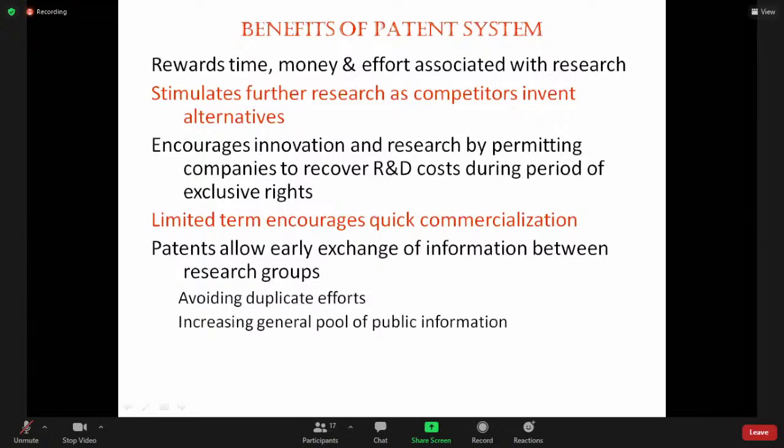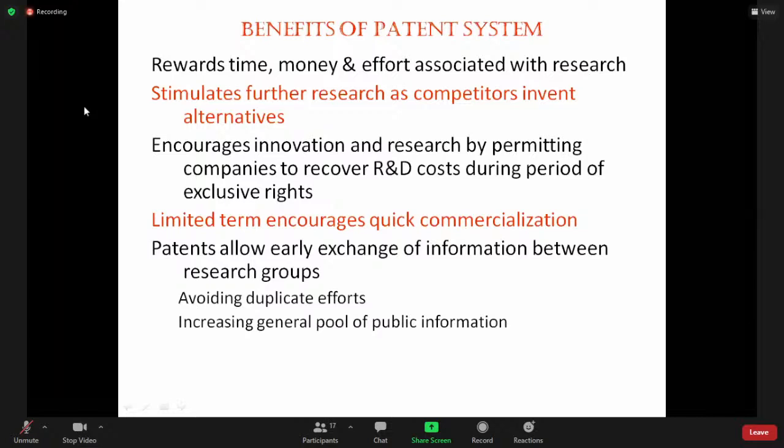What are the various benefits of the patent system? Now everybody must know about it, कि क्यों वो patent करा रहे हैं. So it rewards the time, money and effort associated with research. If you have given the time, if you are intelligent, so you have made your intelligence into intellectual property, so that should be rewarded, right? It stimulates further research. Once you get the money, that will stimulate another invention.